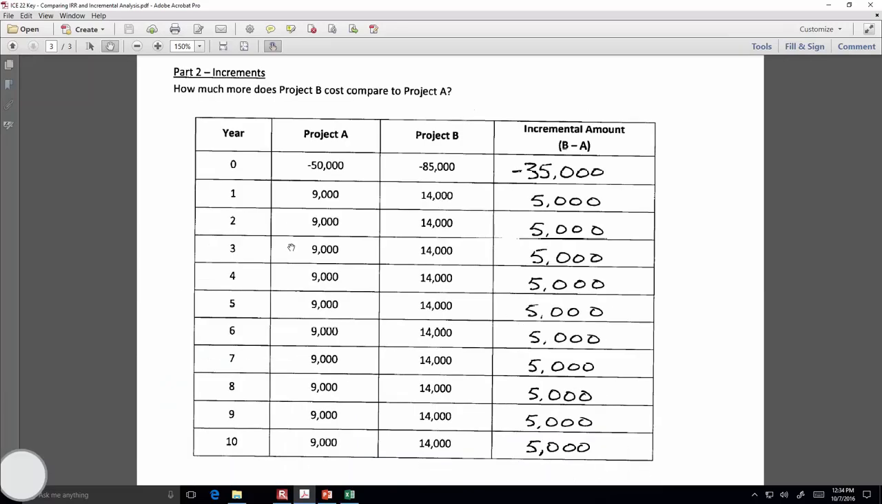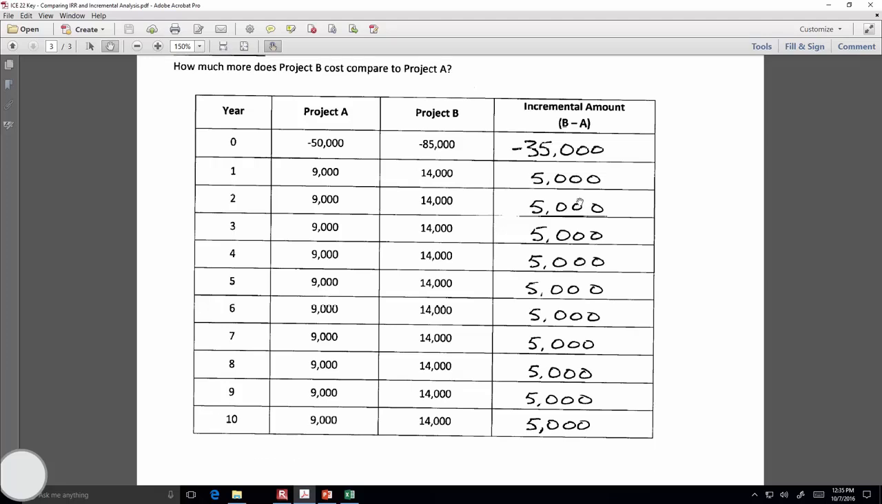All right. So for these two projects, option B is $35,000 more expensive, and it has an incremental benefit, an incremental revenue, of $5,000 per year. So what we'll do on Monday is ask, is it worth it? Is this extra $5,000 each year worth the $35,000 that you have to pay up front?